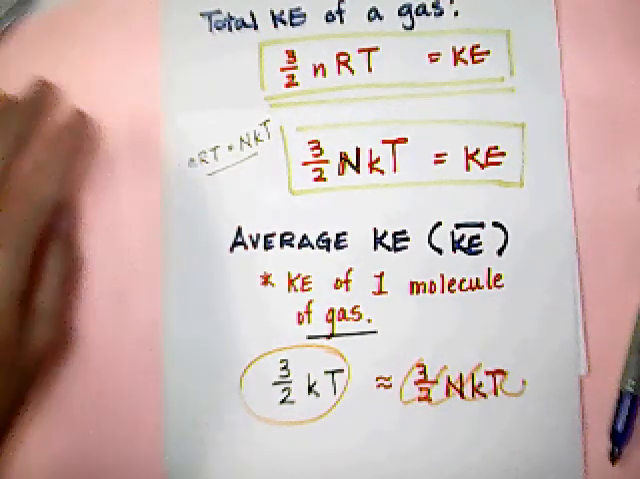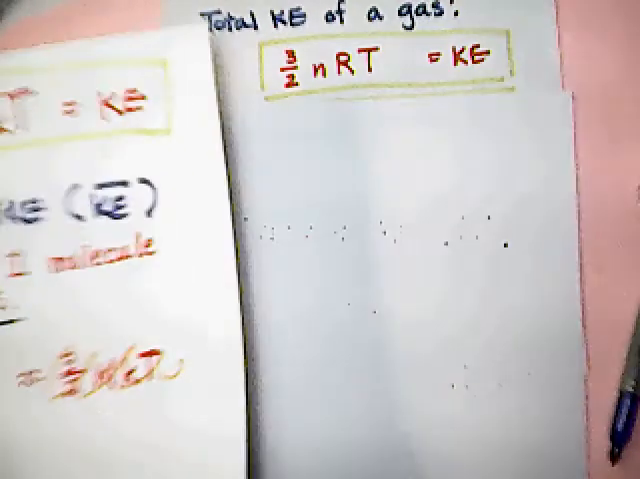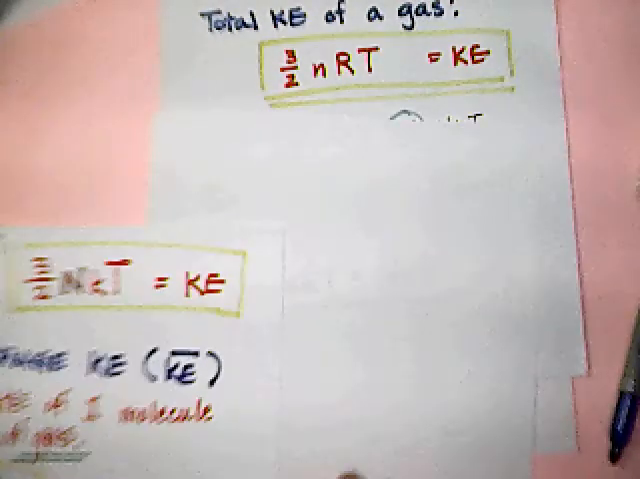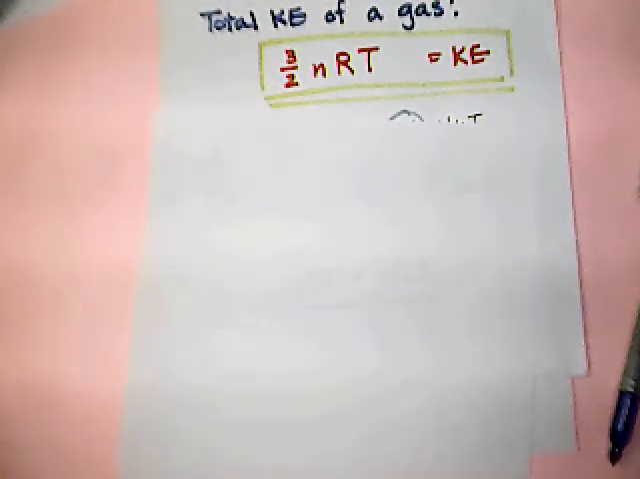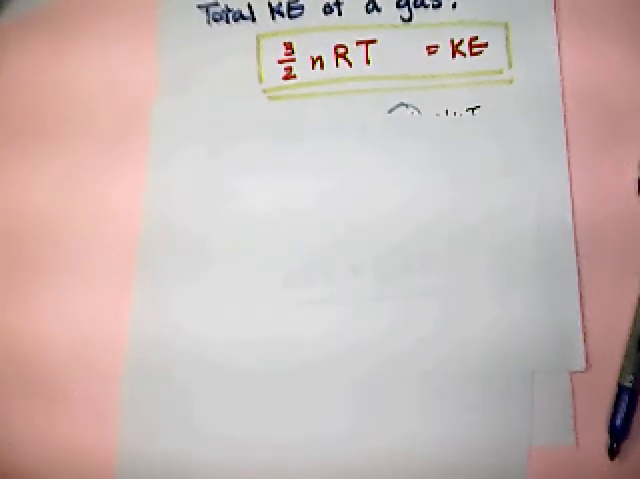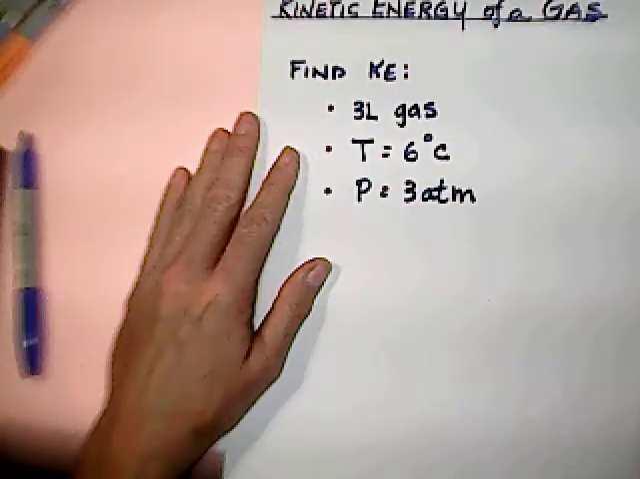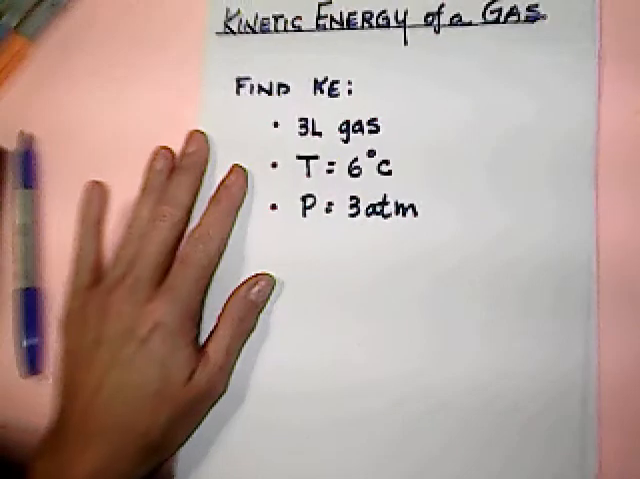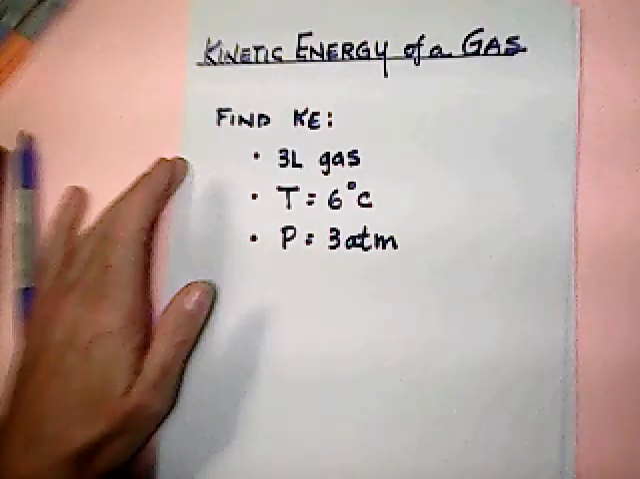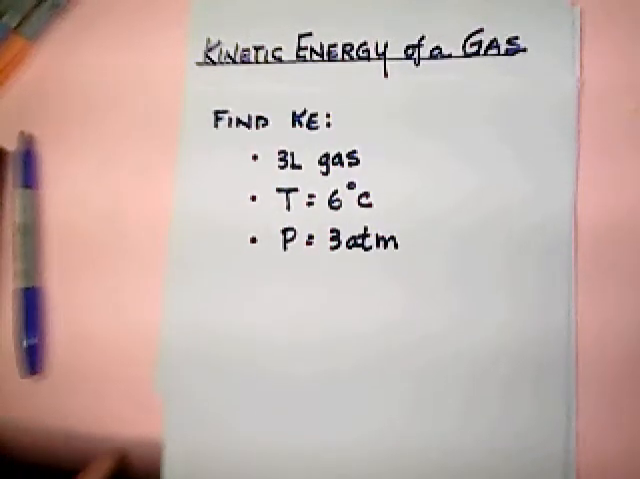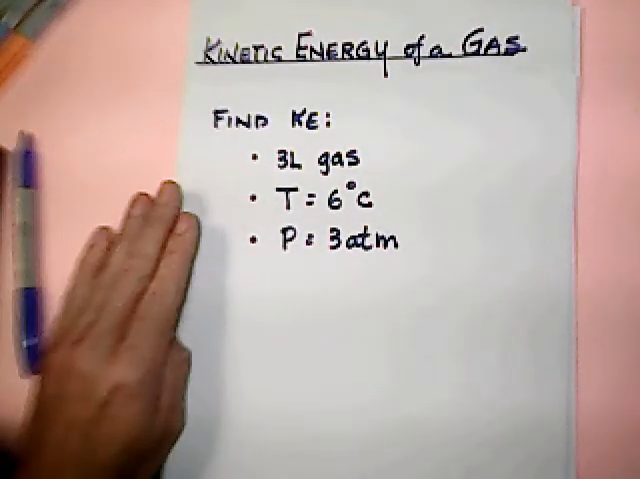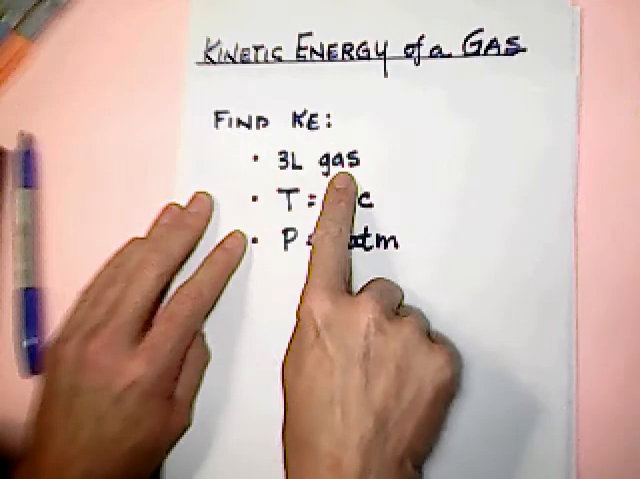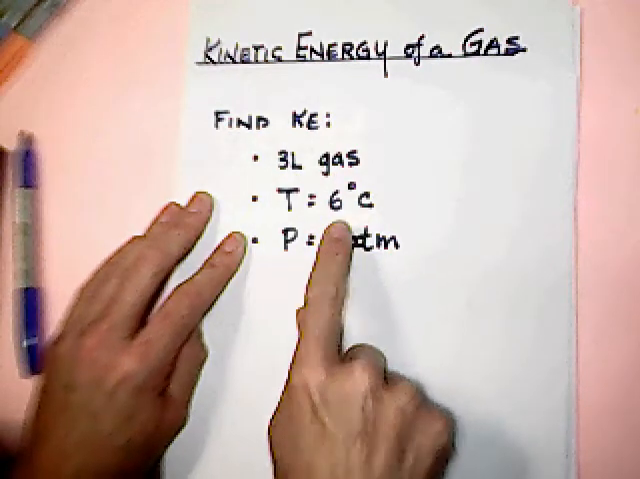So now what I'd like to do is to look at two questions and navigate how to solve those two questions. All right, my question asks me this specifically. Find the kinetic energy of a gas when you've got 3 liters of it. It's got a temperature of 6 and a pressure of 3 atmospheres.